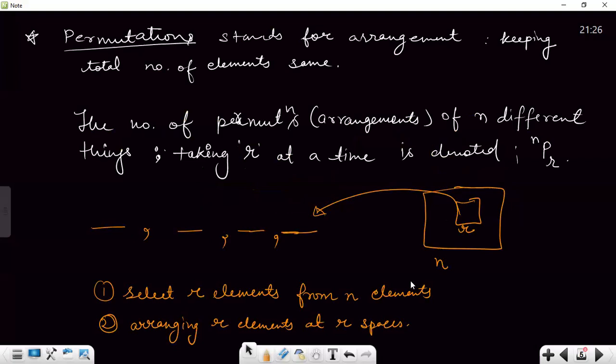Let me repeat that we will be discussing the number of ways of selecting R elements from N elements and arranging R elements at R spaces. Basically, that is what we are going to do.